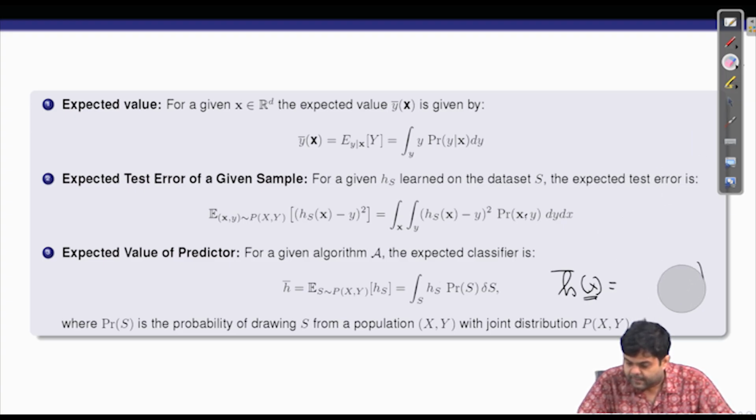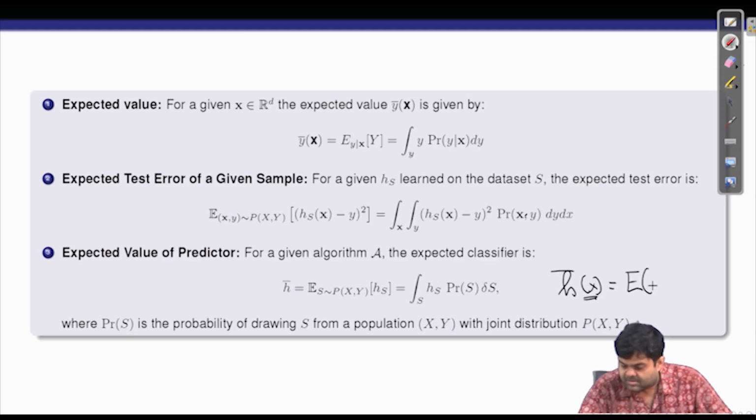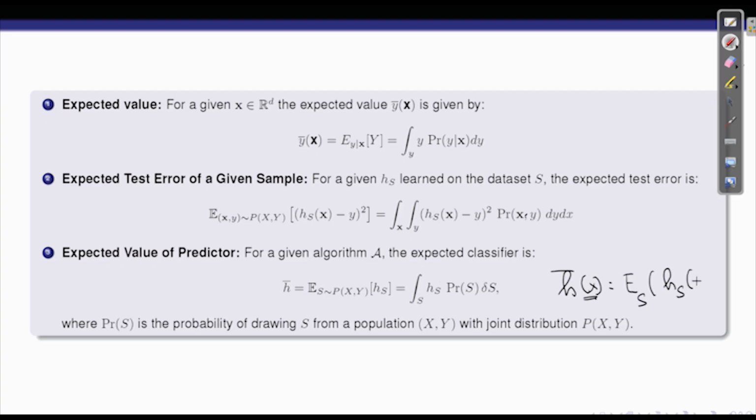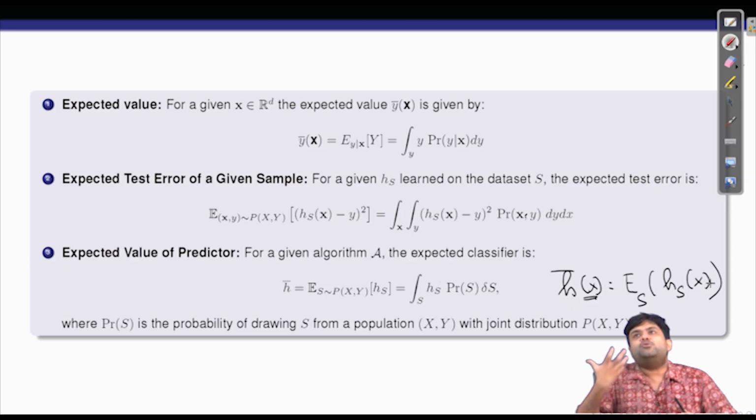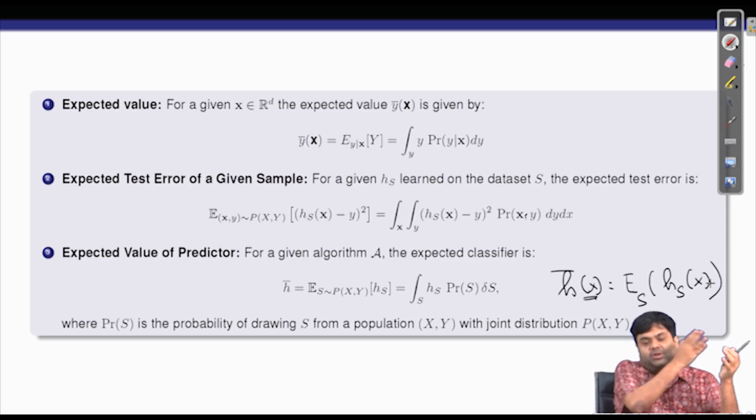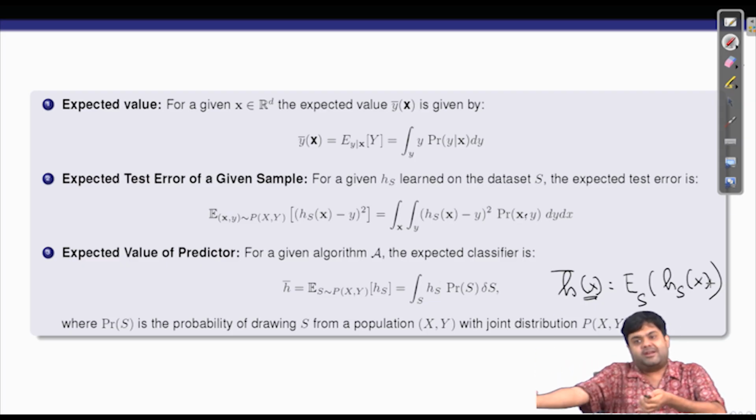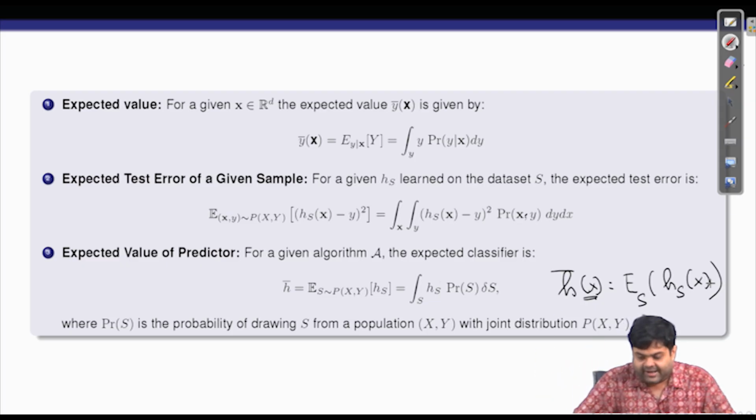So this is your h bar. This expectation is taken over all samples of Hs x. This is your h bar. So that is the expected value of the predictor, the expected value of the rule, the expected value of the algorithm. And what is the expected value? When you take an average sample, what is the predicted value for y for a given x?